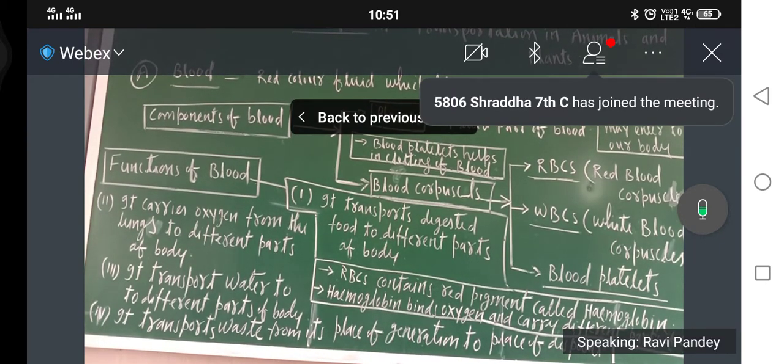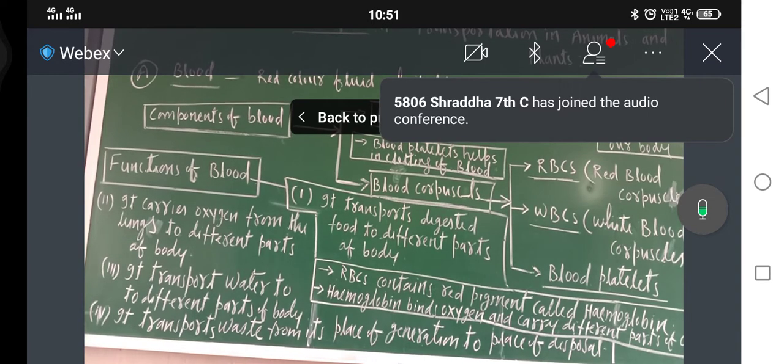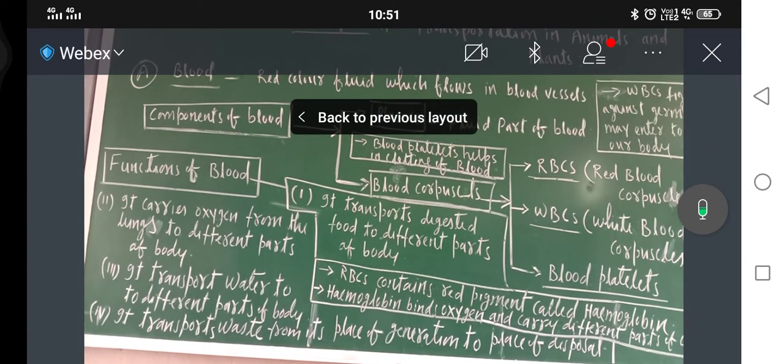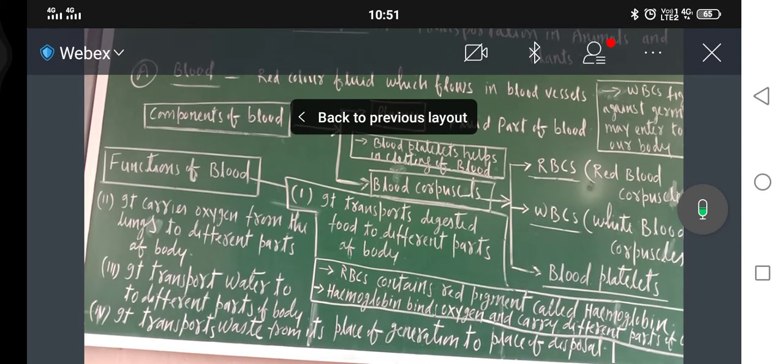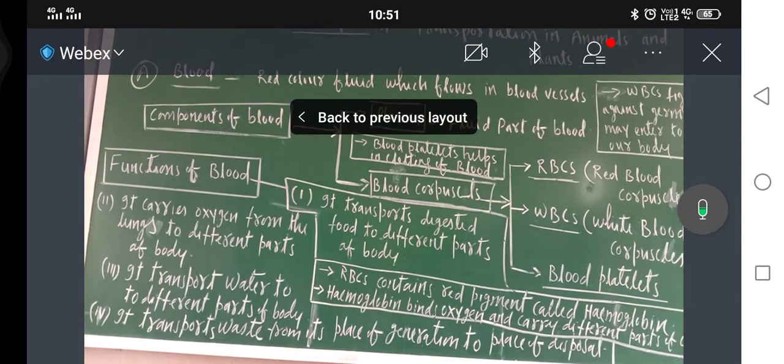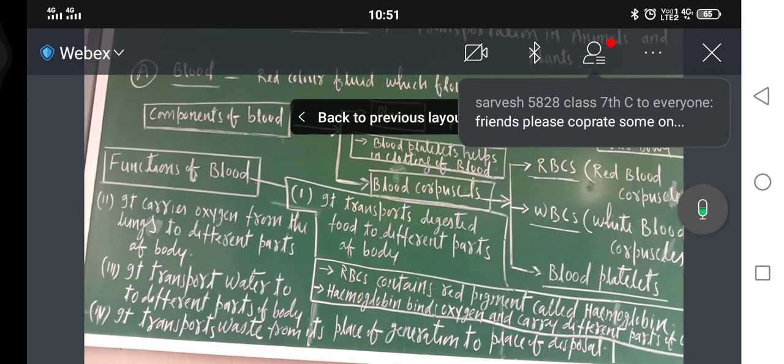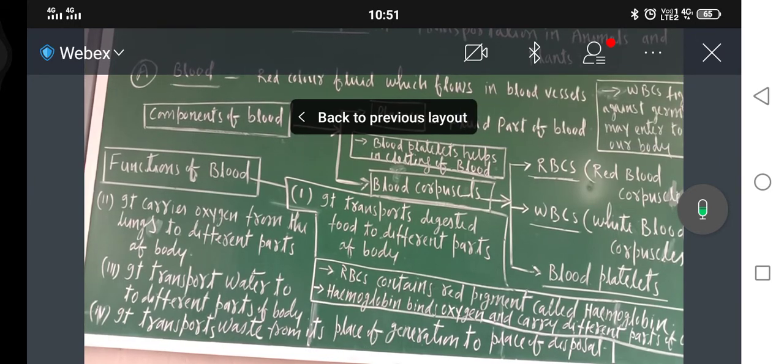Third function is it transports water to different parts of body. Whose function is transport water? Blood function only. Fourth function is it transports waste from its place of generation to place of disposal. Okay, so now in this way, how many things I taught?